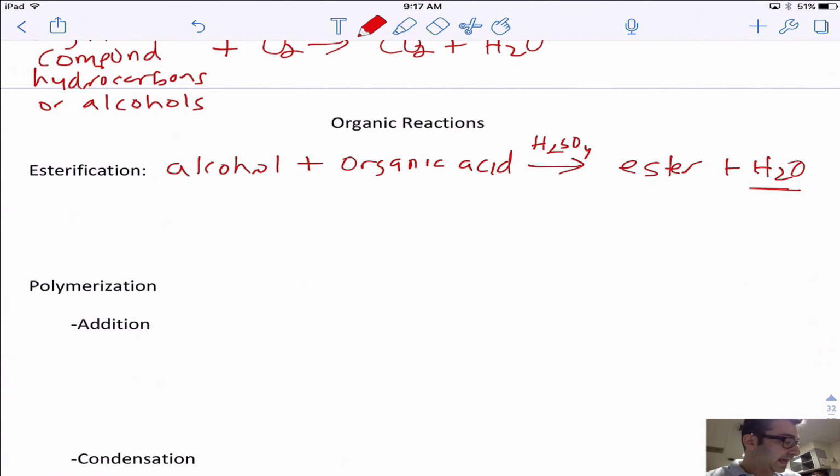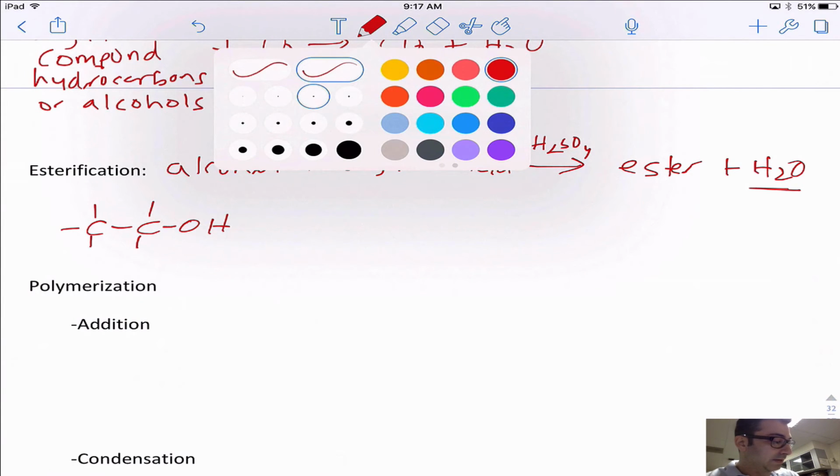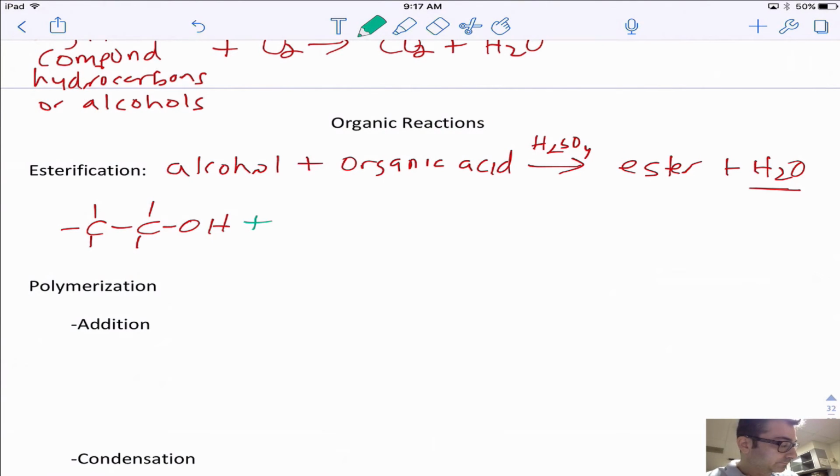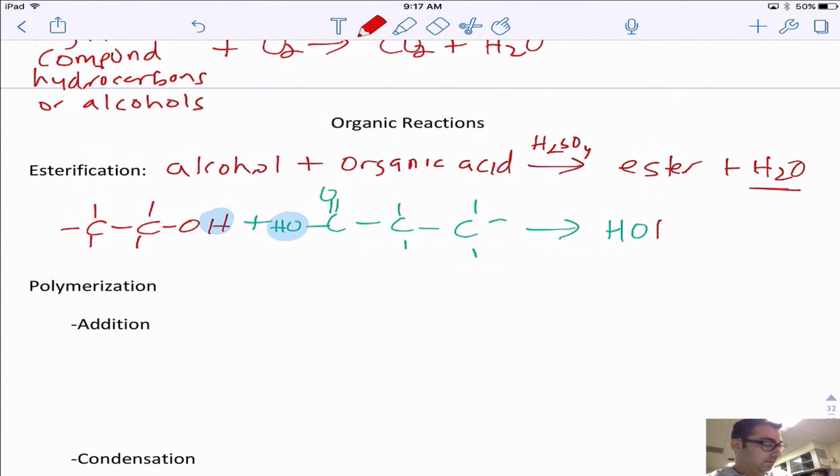So let's say that I were to have ethanol, and I were to combine that with, let's say, propanoic acid. Now I'm going to draw the propanoic acid with the functional group on the left here, just to show how they combine together. So what happens is we take out the water, so the H and the OH would come out, and that will be our first product. So we'll have HOH, and then we'll form our ester.